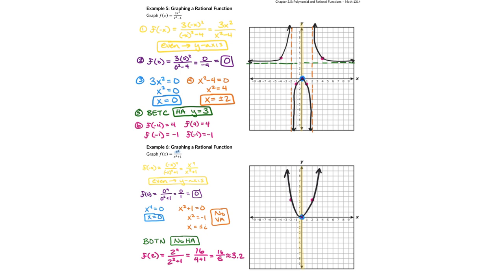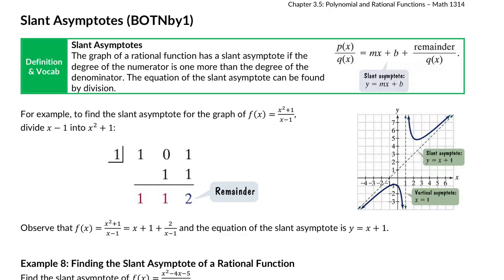The last thing we're doing today is talking about a specific type of horizontal asymptote. Actually, that's a big lie. It's not called a horizontal asymptote. It's called a slant asymptote. So a slant asymptote is an option for the green step.